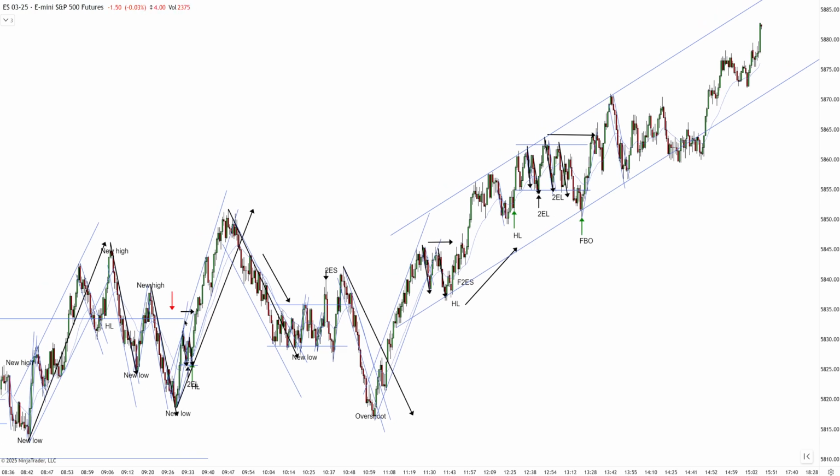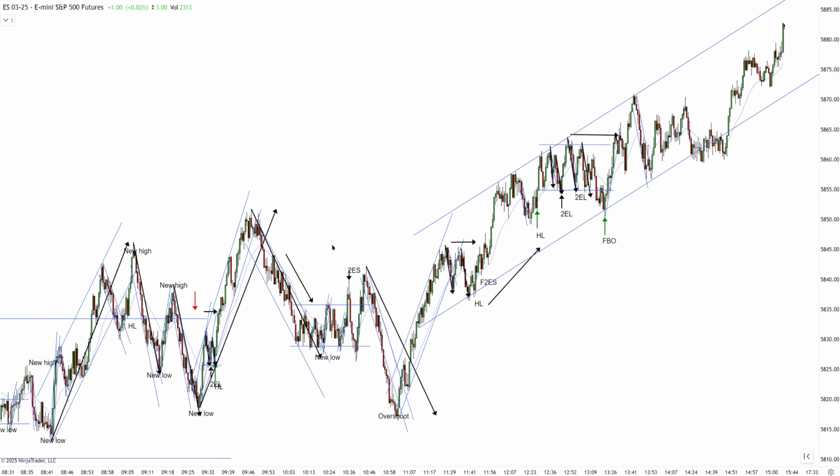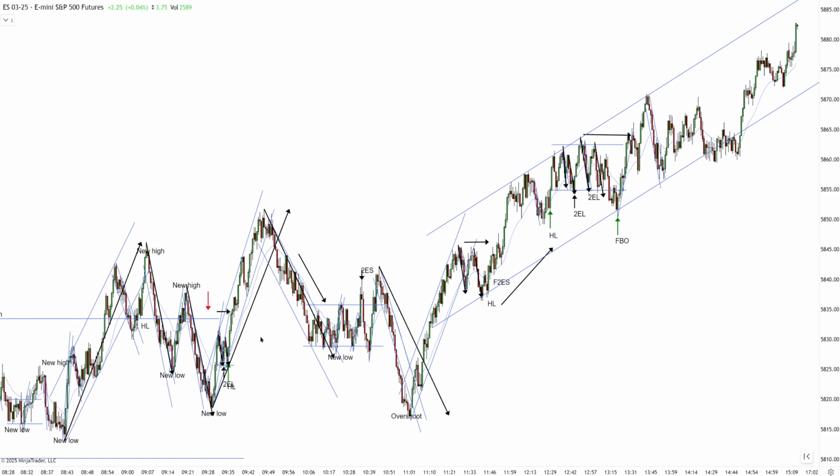If you have better bars on some of these setups, you can definitely mark even those setups, but most of the time today I didn't have the best signal bar.